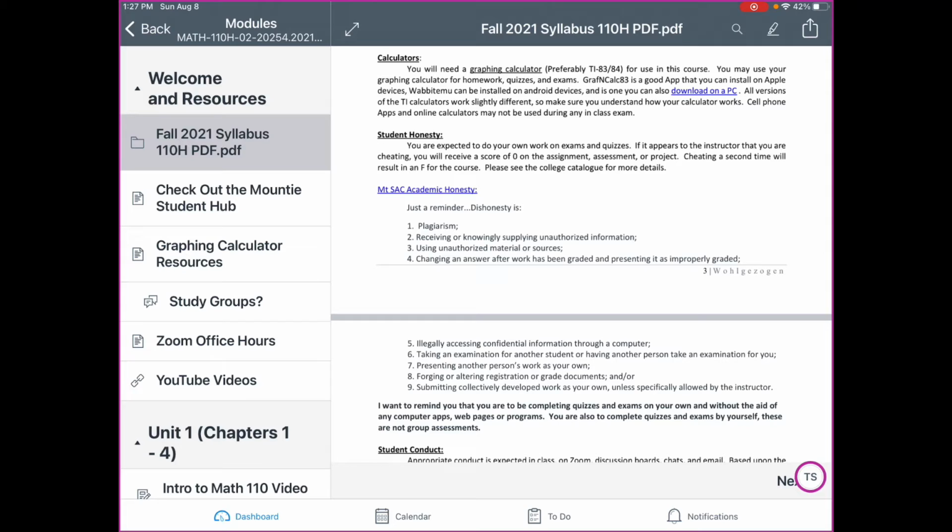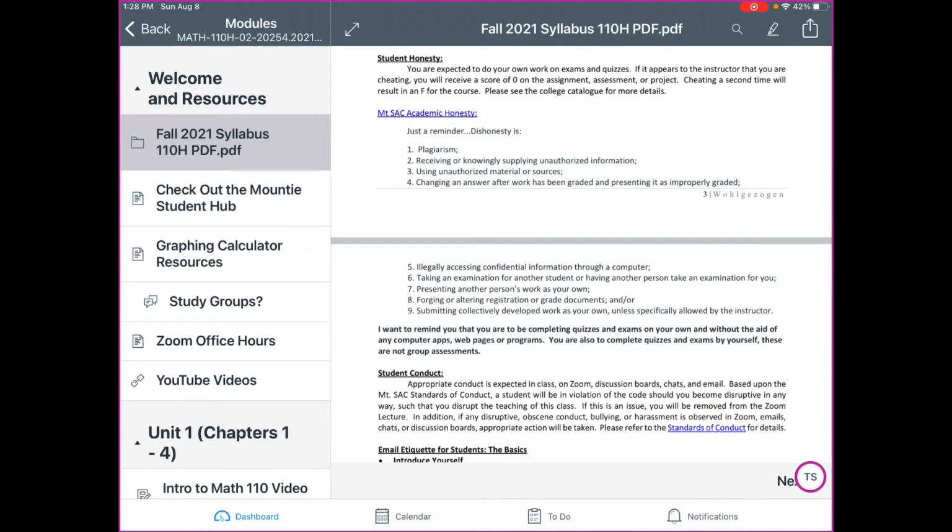Calculators, we are going to need a graphing calculator, preferably a TI-83 or 84 calculator. There are apps that you can download. However, with taking exams in person, you need to have an actual graphing calculator with you. You will not be able to use any device such as a cell phone or a tablet to access those apps. So make sure you understand how your device works.